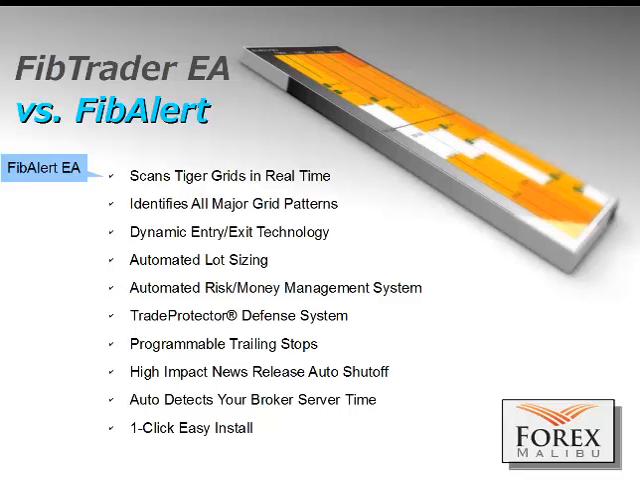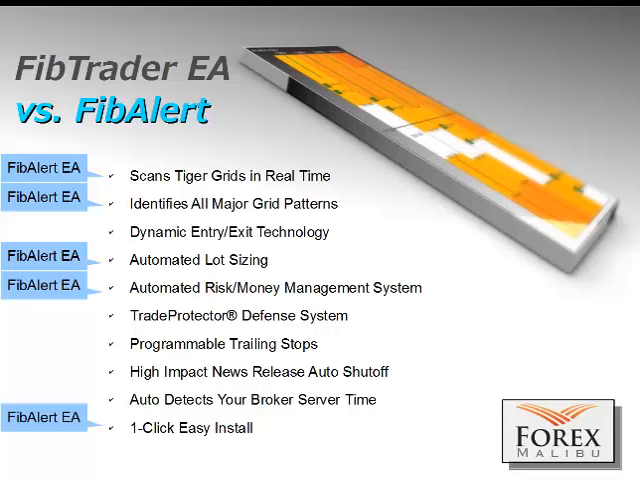Now this is what the Fib alert did. It did scan the grids in real time. It did still identify all the major grid patterns. There actually are a few extra patterns on this one, I believe. Fib alert does not have the dynamic entry and exit technology. It does have the automated lot sizing, automated risk money management system. Fib alert does not have the trade protector defense system, does not have trailing stops, does not have any news release handling, and does not auto detect your broker server time. And up until now, did not have one-click easy install. But you guys will be happy to know that it does have the Fib one-click easy install as of today.